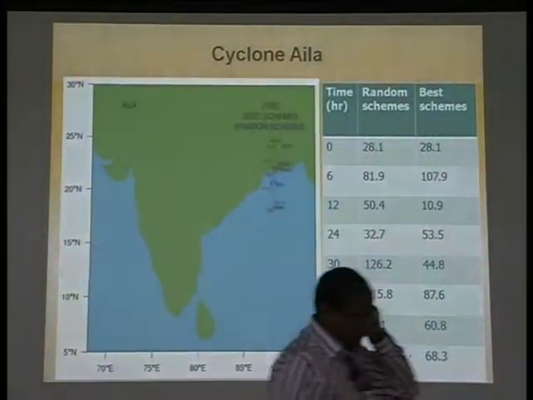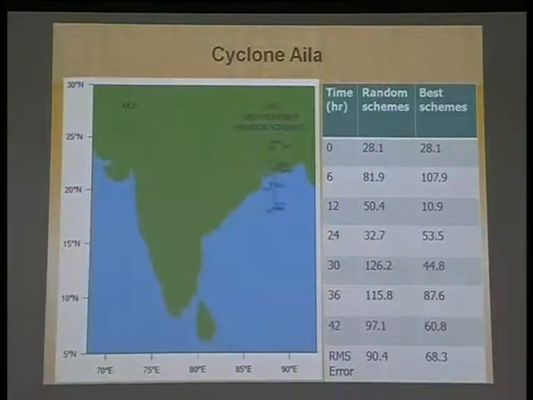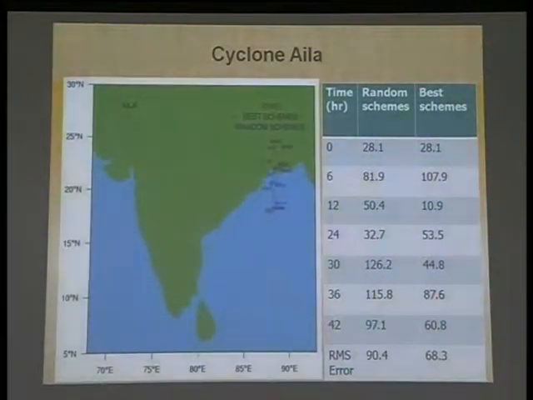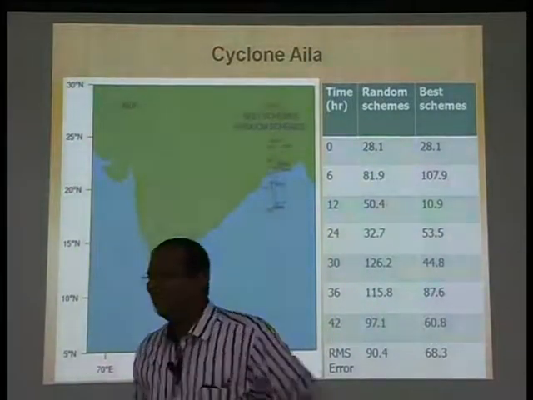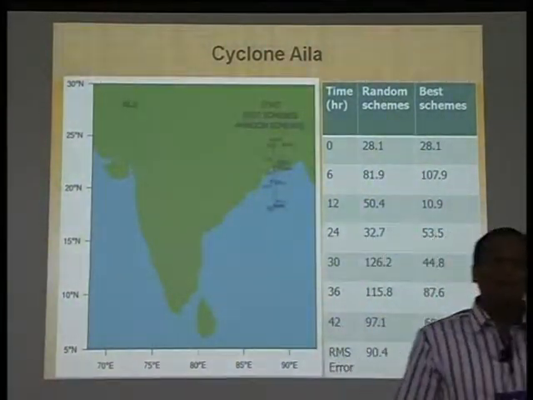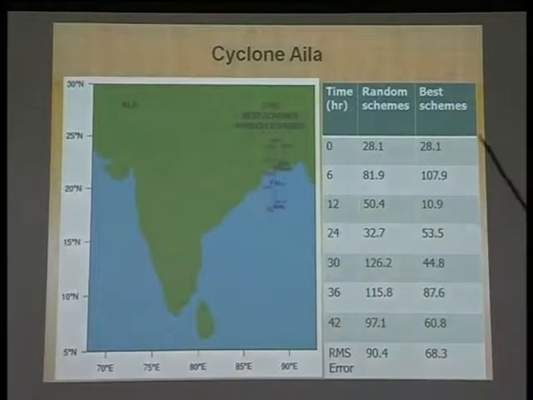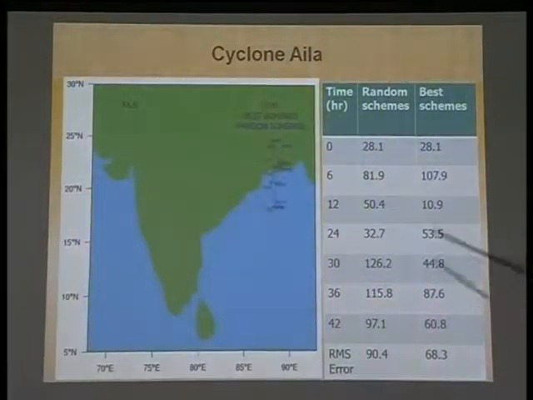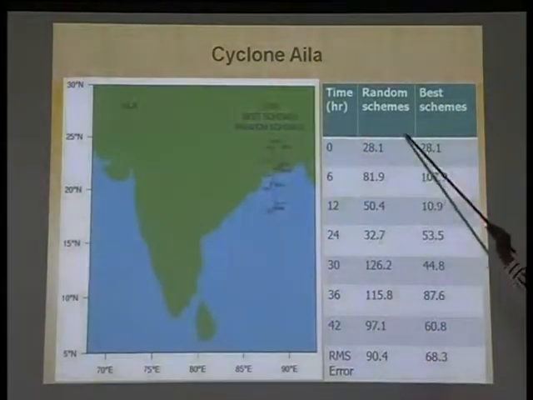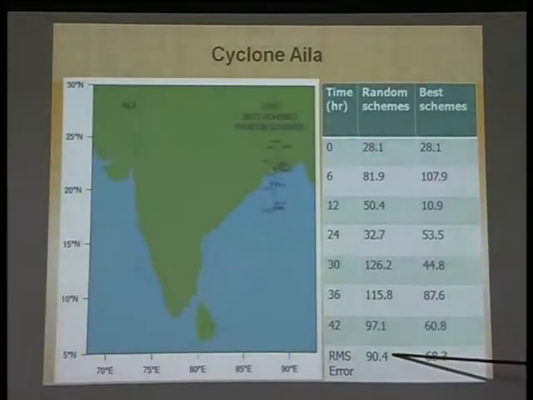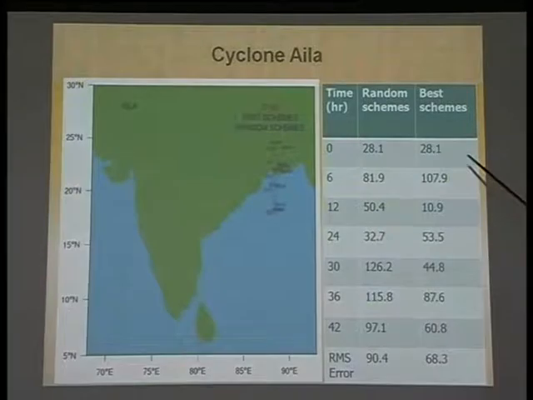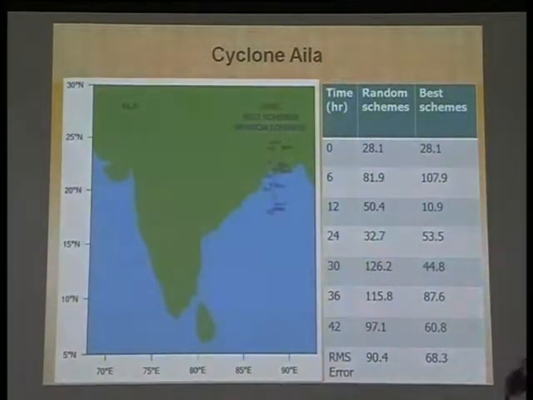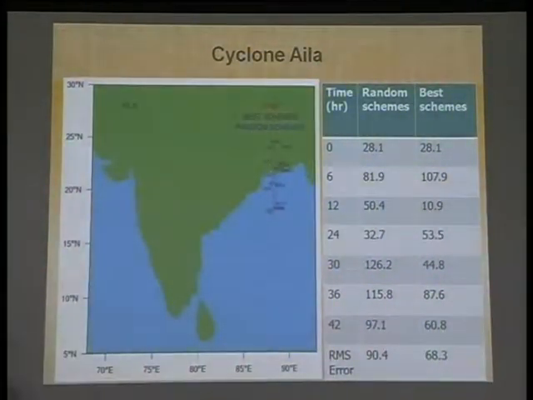Then we did this. Using the best set of options, we tried it for cyclone Aila. We took some random scheme and found the RMS error was about 90.4 kilometers with the random scheme. Now with the best scheme, we are able to reduce the error to 68.3. All this is without assimilation.